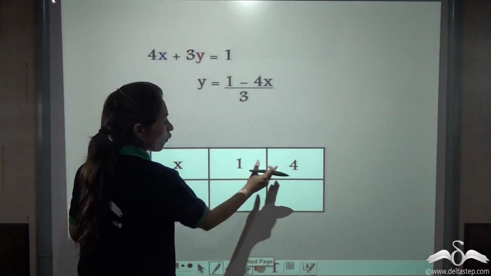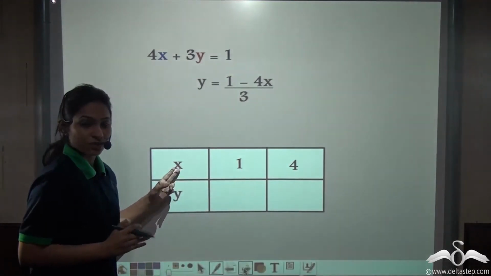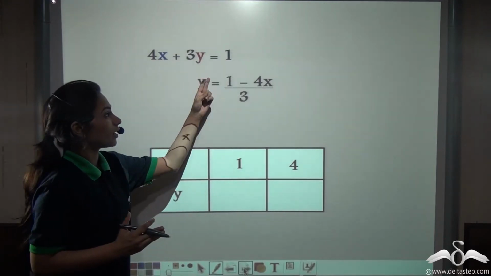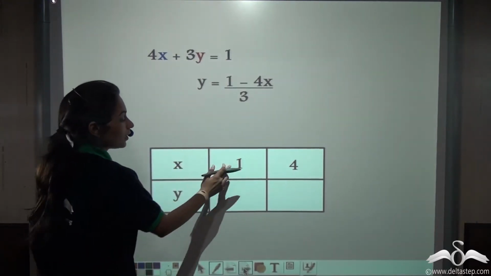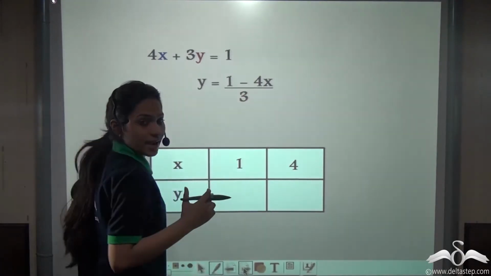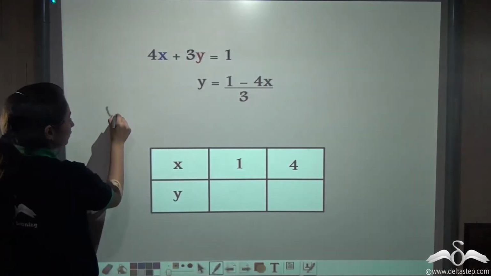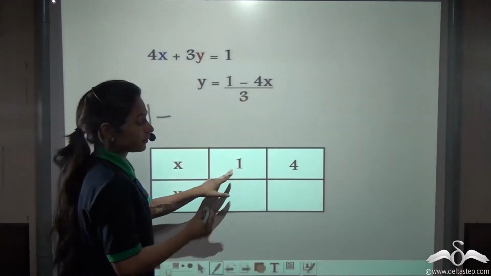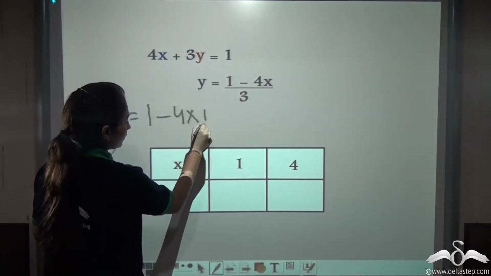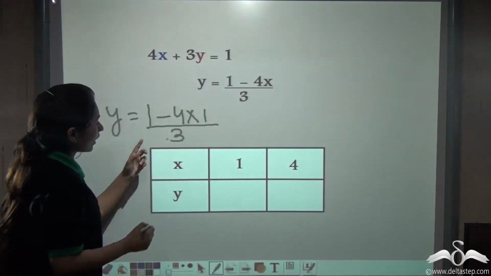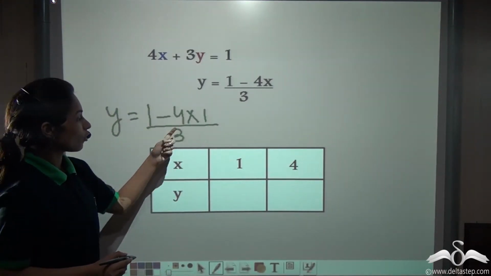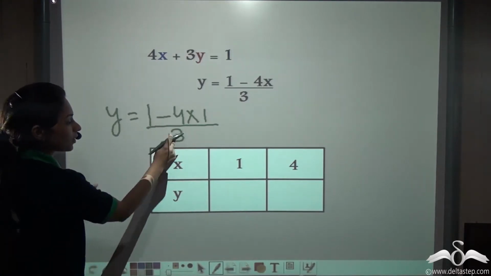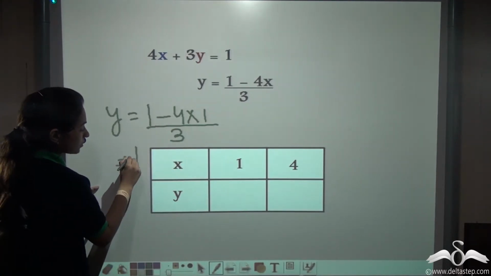Here we are having 1 and 4 as the values of x. You can take any random values, just keep in mind that we need to get y as a whole number. Let us substitute these values for x and take out the values for y. Here we are taking x as 1. So 4 into 1 by 3. What will you get? 1 minus 4 by 3. That is 1 minus 4 is minus 3, and minus 3 by 3 will give us minus 1.